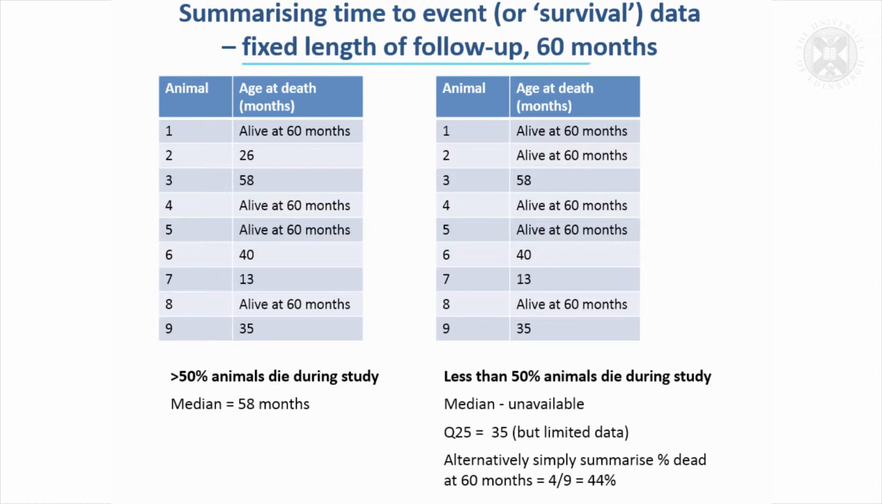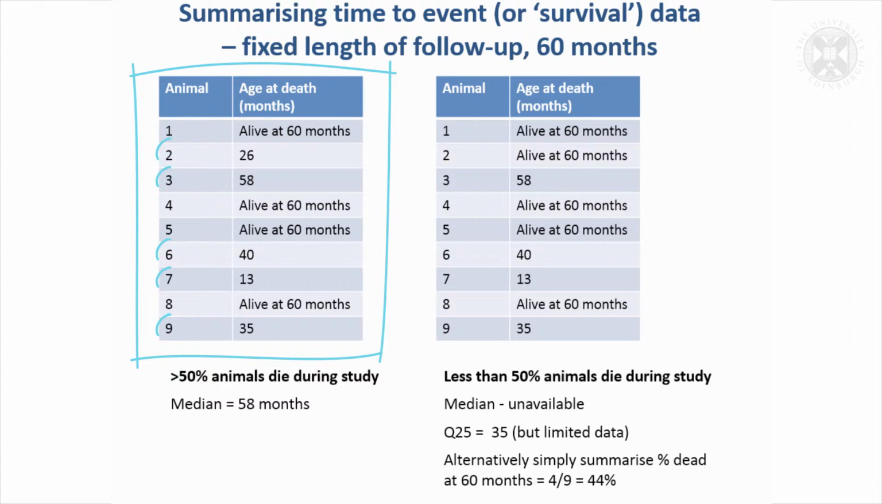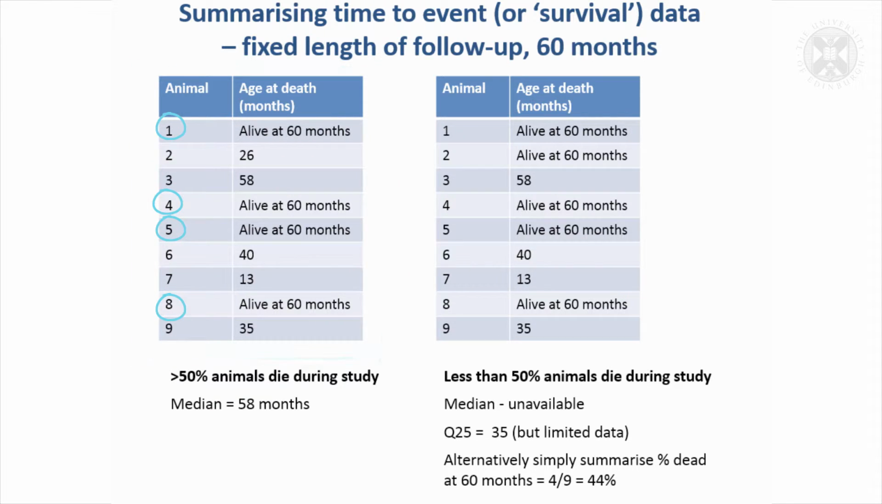If you've got a fixed length of follow-up, this imaginary study had a fixed length of follow-up of 60 months, and there were 9 animals on which we measured the age at death. So in this first data set, 5 of the animals have died, but at the end of the study 4 of them are still alive. So in this case we can get a median value because more than half the animals have died, and the middle value was 58, because we've got 4 values below it, 4 values above it. So we can summarise that data by its median value.